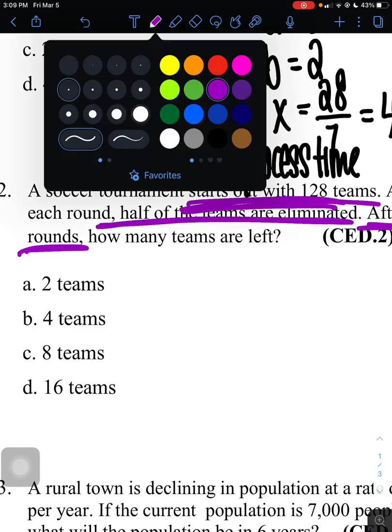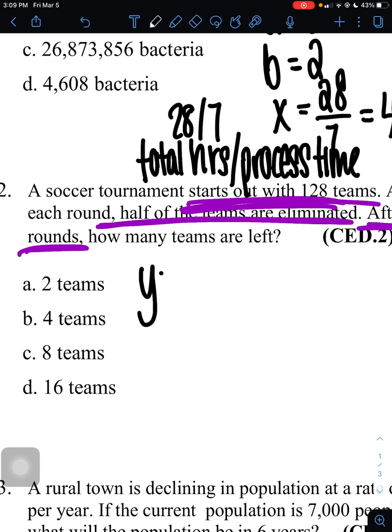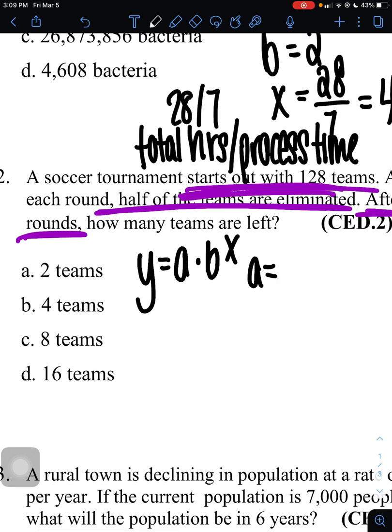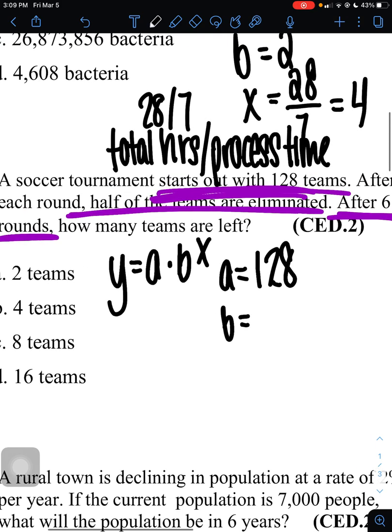That's actually everything that we need to write this equation out, you guys. So I'm going to say y equals a times b to the x. That's my general format. A, my initial amount. How many teams did we start with? 128. And then my b, that's going to tell me how many teams are joining after each round or how many teams are getting cut off after each round. So right here, though, it says after each round, half of the teams are eliminated. That's our common ratio, you guys. That's the b. So b is just going to be 1/2.